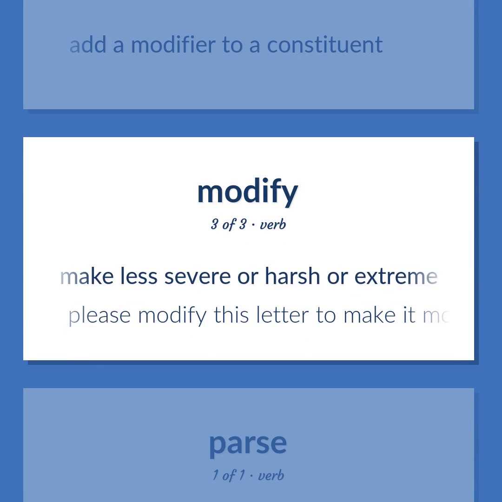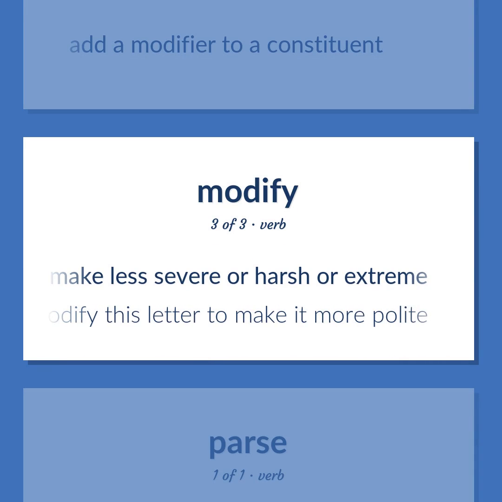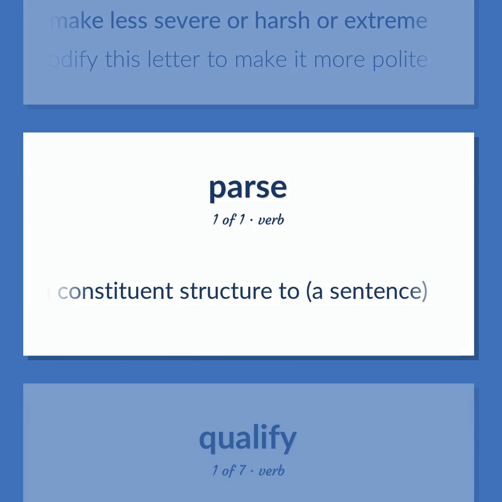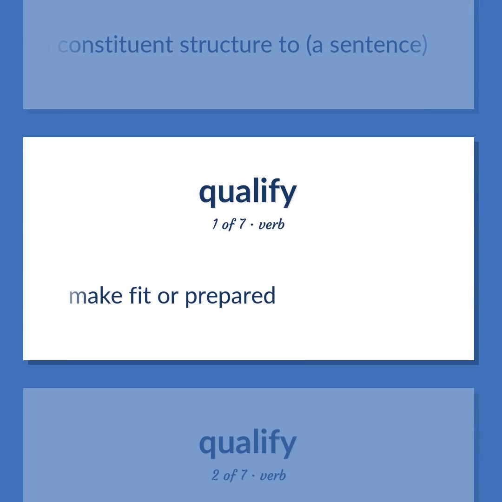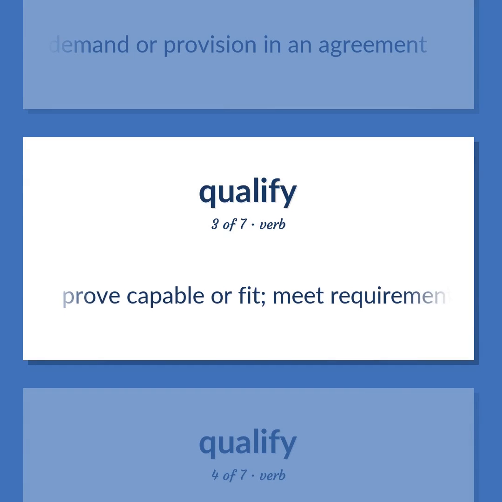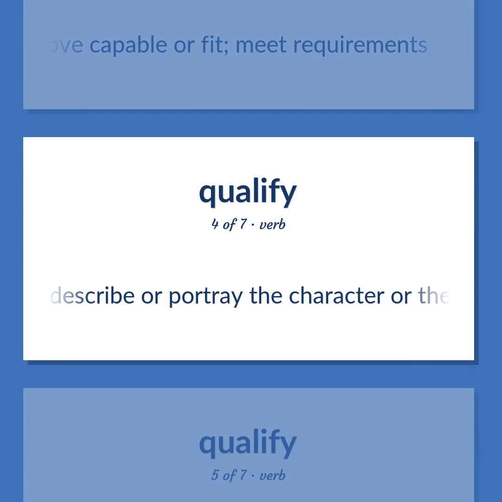Make less severe or harsh or extreme. Please modify this letter to make it more polite. Analyze syntactically by assigning a constituent structure to a sentence. Make fit or prepared. Specify as a condition or requirement in a contract or agreement. Make an express demand or provision in an agreement. Prove capable or fit. Meet requirements. Describe or portray the character or the qualities or peculiarities of.